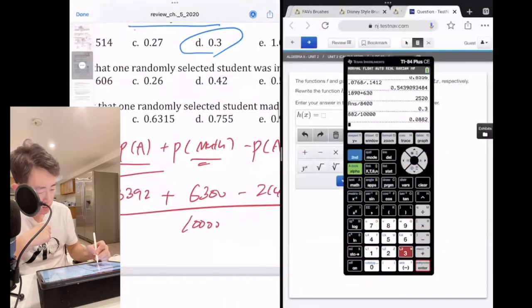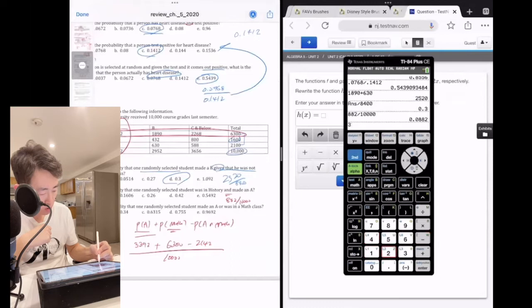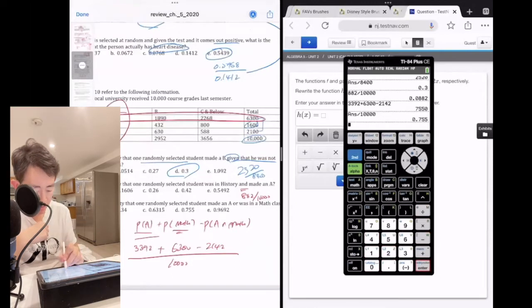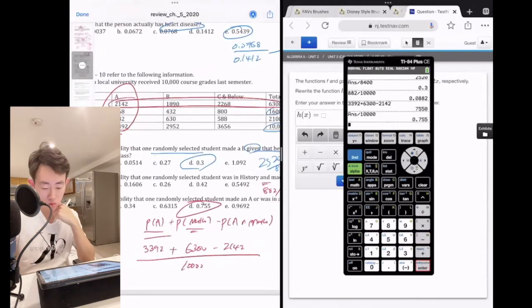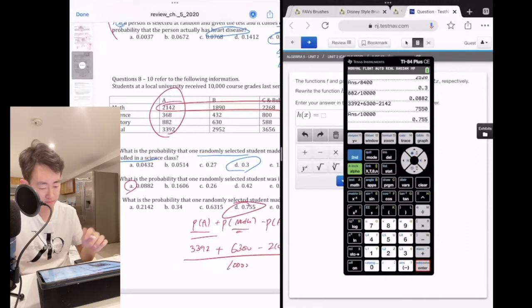And with the plus, 3,392 plus 6,300, which I believe is the right one. Yes. Minus 2,142 divided by 10,000. And voila, we have D as our final answer. So the answer for number 10, yep, it should be D.